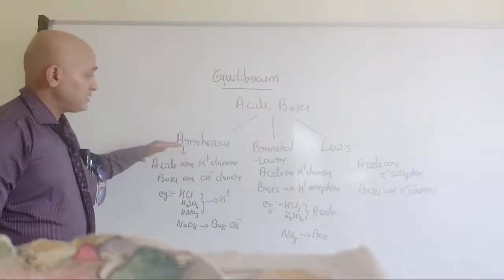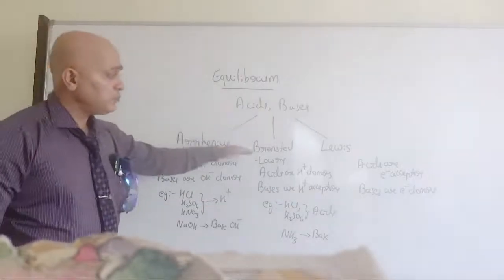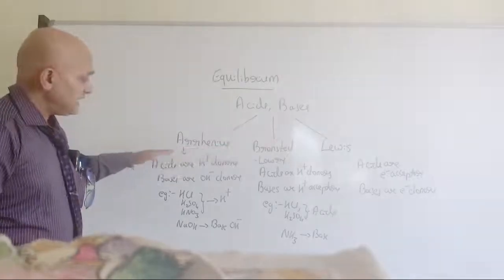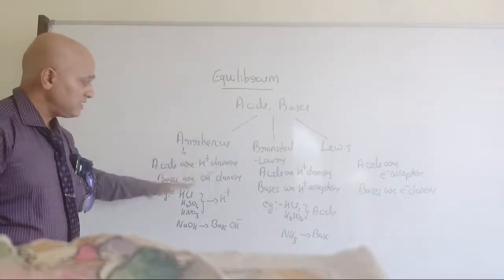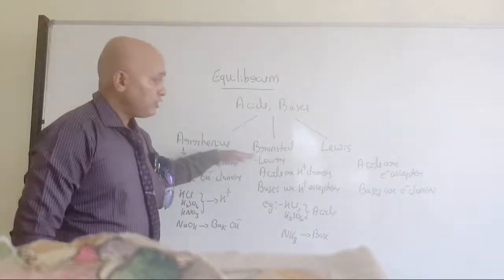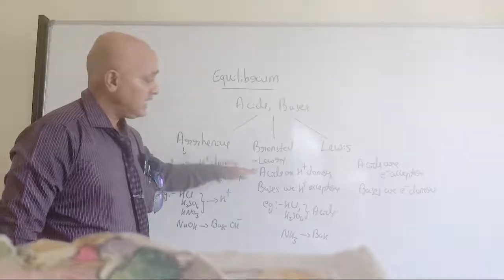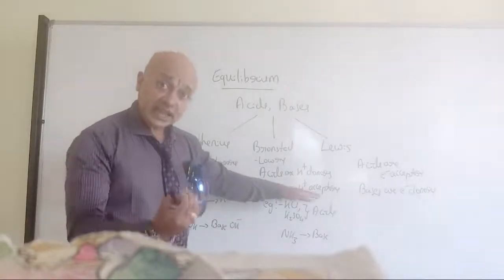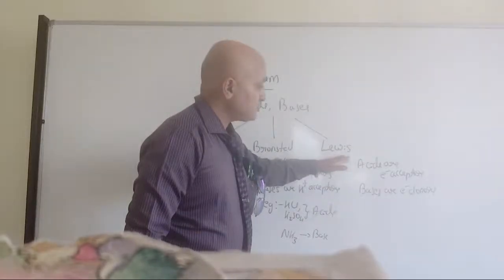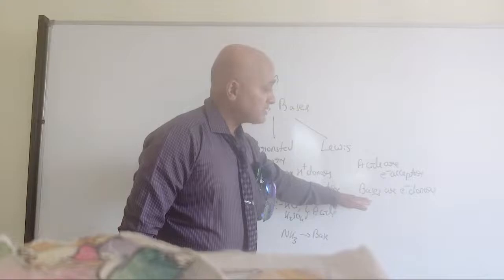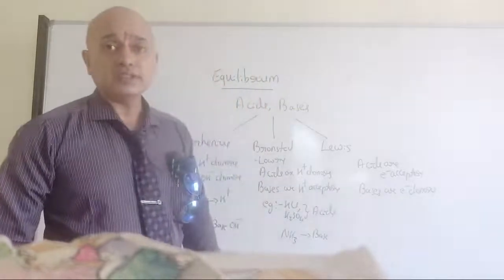Fine. So that's Arrhenius theory, Bronsted-Lowry theory and Lewis theory. In Arrhenius theory, acids are H plus donors, bases are OH minus donors. According to Bronsted-Lowry theory, acids are H plus donors, bases are H plus acceptors. And when it comes to Lewis theory, acids are electron acceptors and bases are electron donors.